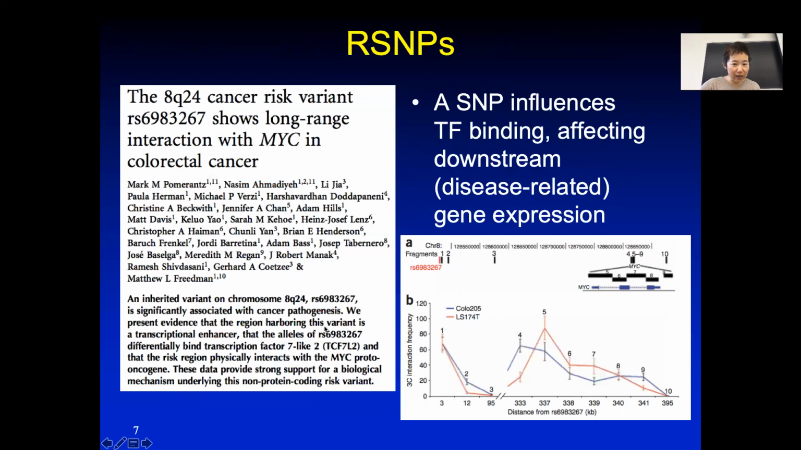And what they found is that this SNP is bound by a transcription factor, TCF7L2. And also, again, whether the SNP is one or the other, it changes the binding strength of the transcription factor, which then in turn regulates whether the MYC expression will be high or low. Okay.